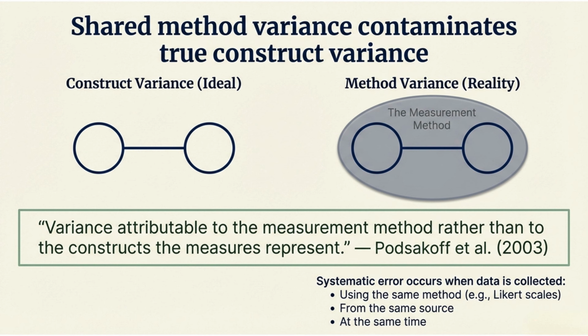relationship. A key conceptual definition: CMB, or common method bias, arises when variance is attributable to the measurement method rather than to the constructs the measures represent. This distinction is crucial in behavioral finance, marketing, organizational research, and psychology, where self-report surveys dominate.